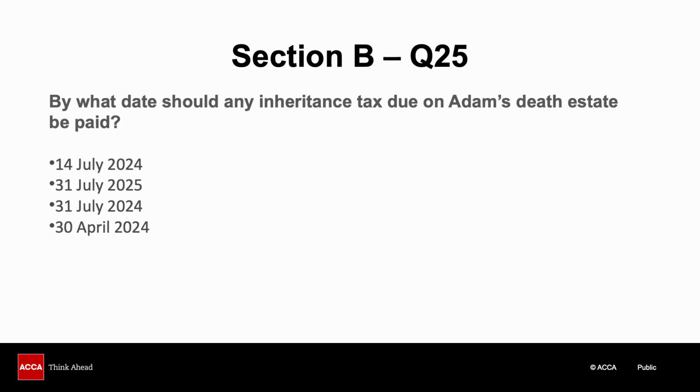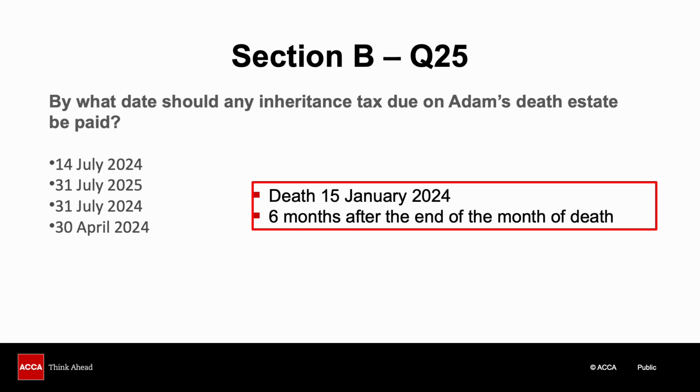And then we have a really nice question to finish off this particular section on inheritance tax. This one is asking us what date should any inheritance tax due on Adam's death estate be paid? So you've got a choice of 4 dates there. The rule is that it's 6 months after the end of the month of death. When was death? 15th of January 2024. So you go to the end of that month, so the end of January, and then go forward 6 months after that. So that means that the answer is the 31st of July 2024.